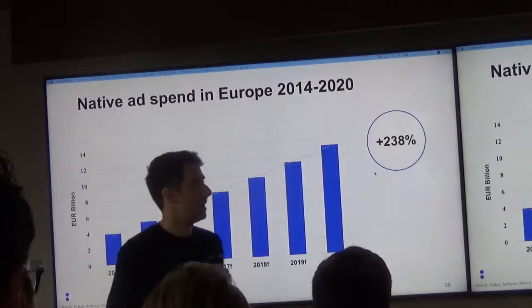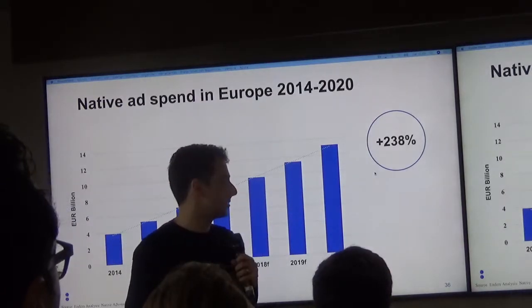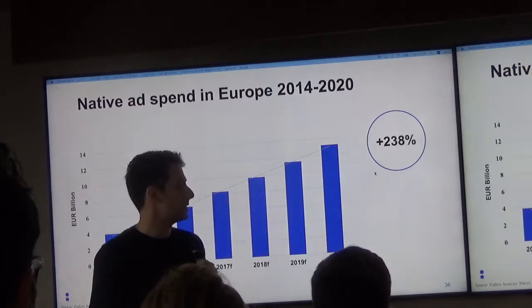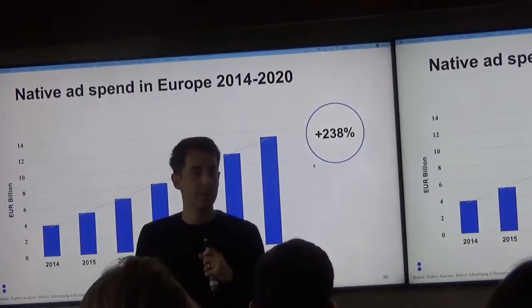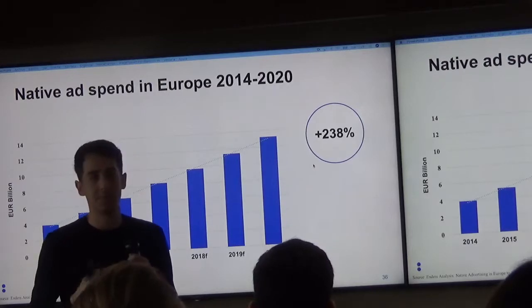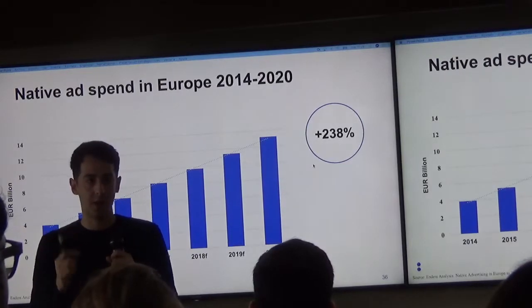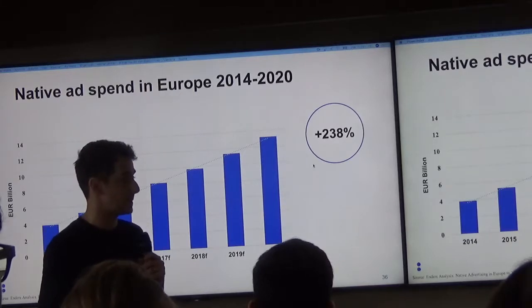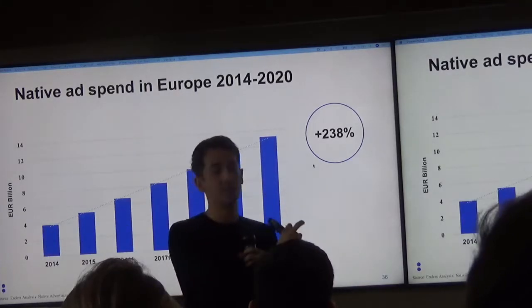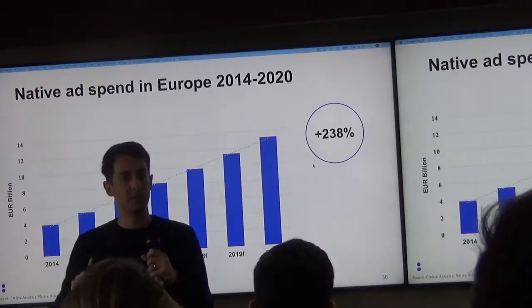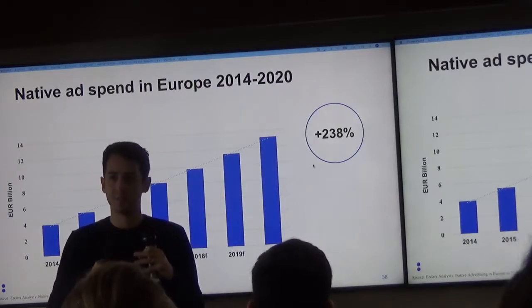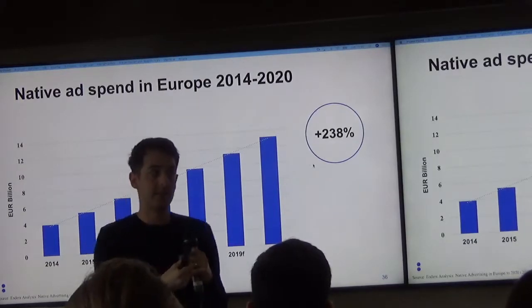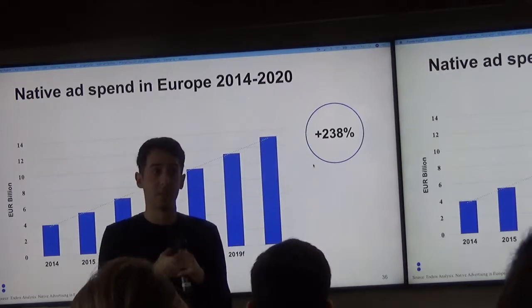So why native? This is a stat from Ender's Analysis, and they produced this in 2016, and they did a forecast of where they thought native advertising would grow over the next 5 years. And by 2020, they believe that it will have grown by 238%. So it is one of the fastest growing portions of digital advertising. And within that, most of this growth is coming from mobile. So in many ways, native advertising and mobile advertising have almost become the same thing. And I think you'll notice more and more that many publishers are using native as the main and primary way that they're going to start monetizing their ads.